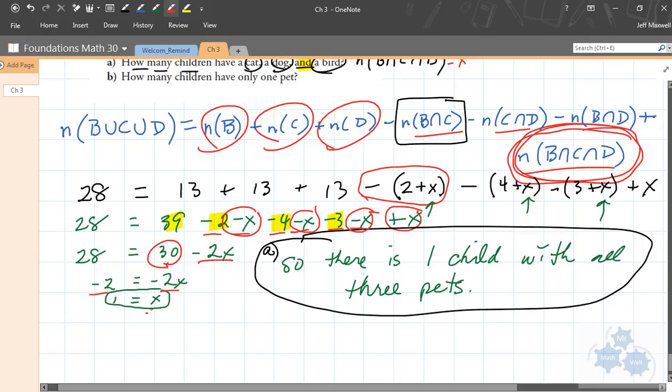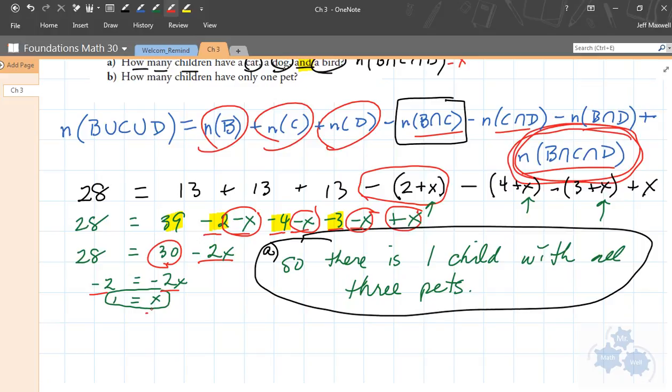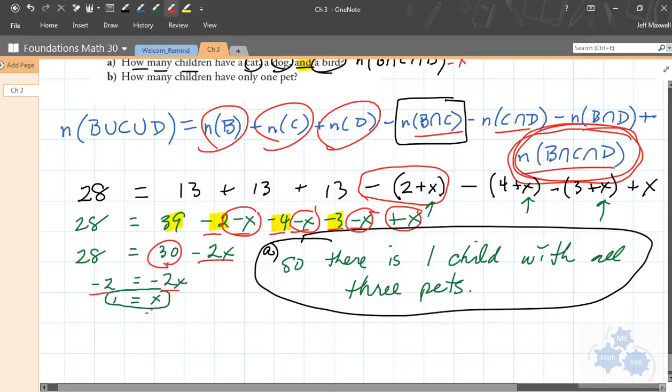Okay? So this kind of thing in Foundations 30 you need to know how to do. If you are struggling with algebra and solving for a variable like this, you need to come talk to me. Come talk to me after class or at noon or whatever, and I'll go over some of this stuff with you. But you need to know how to do this. Alright, any questions?